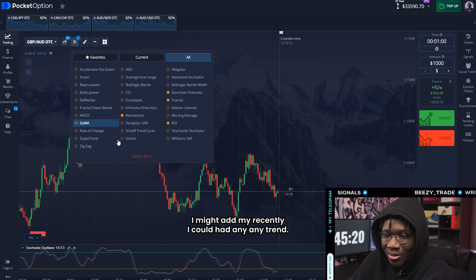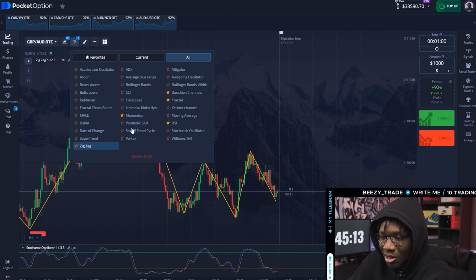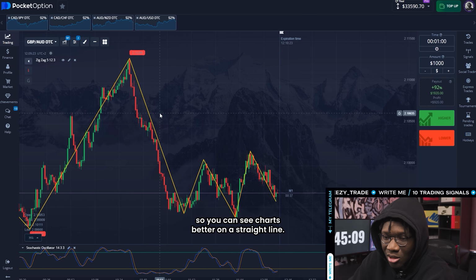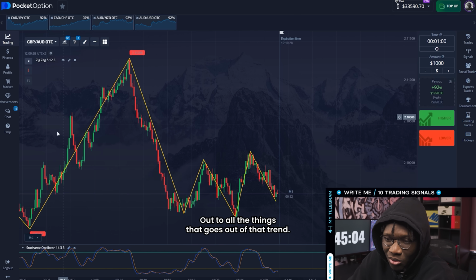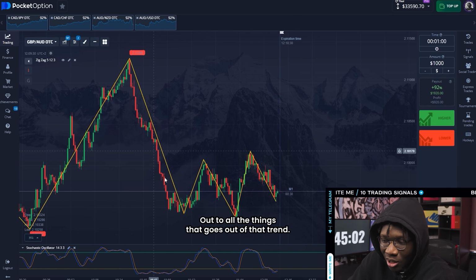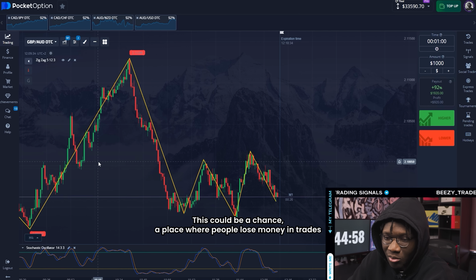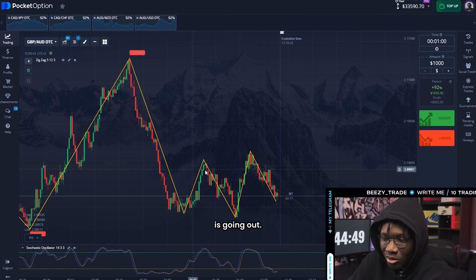I usually could add any trend indicator. It could be zigzag. Let's use zigzag this time. It really doesn't matter what you use. It's just allowing you to visualize so you can see the chart better on a straighter line. But you always want to look at the outbounds, all the things that go out of that trend. So you can see this is pretty much being in trend, right? This could be a place where people lose money in trades. But right here, we're seeing that the market is going downwards.